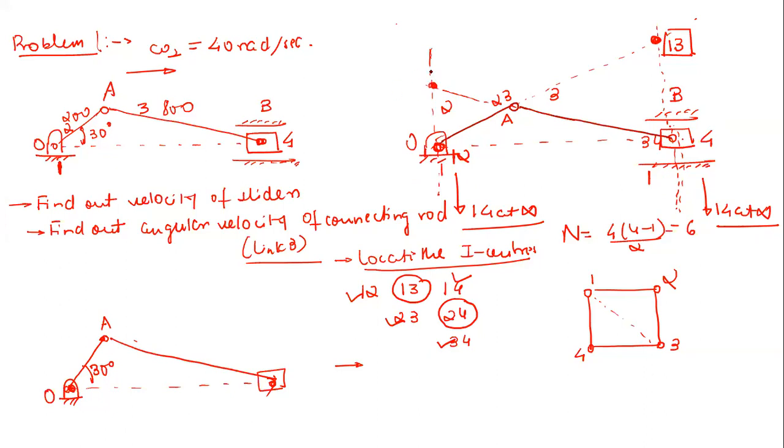Now which instantaneous center will this be? Just tell me. 2 4. This will be simply 2 4, right? One way is that you connect it in this square with this dotted line, and you say that 2 4 will be the intersection of 2 3 3 4 and 1 2 1 4.